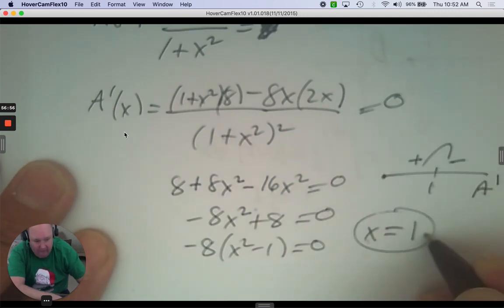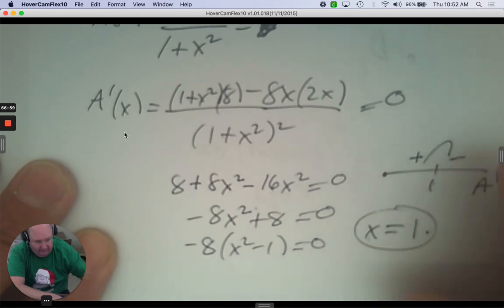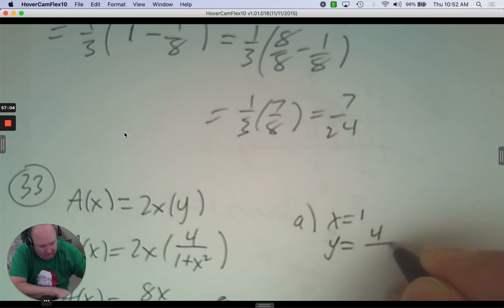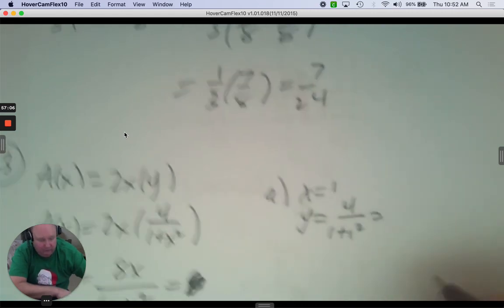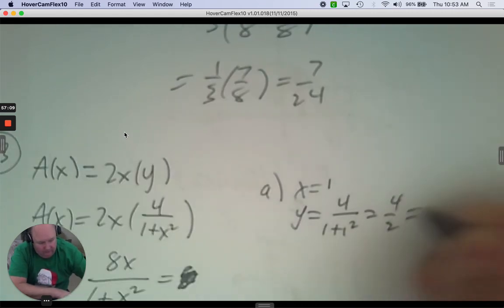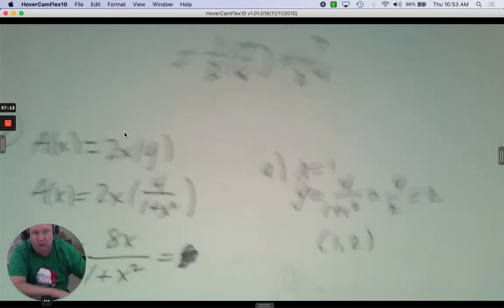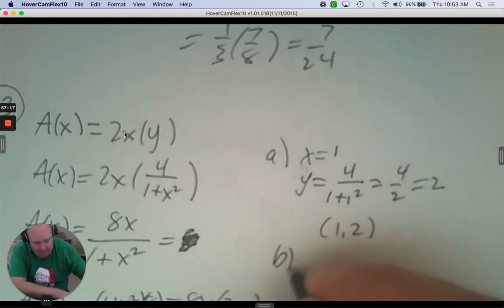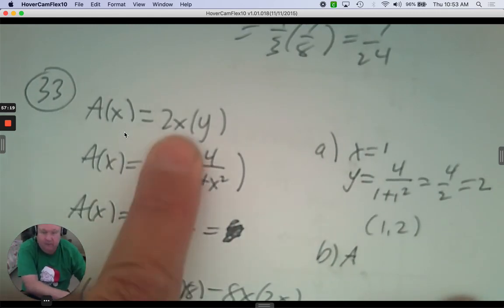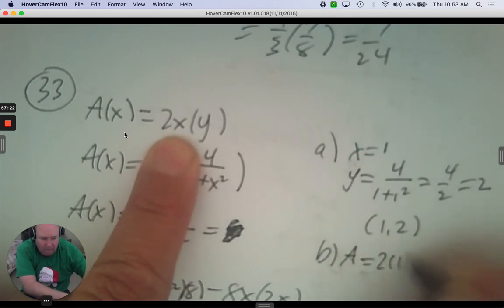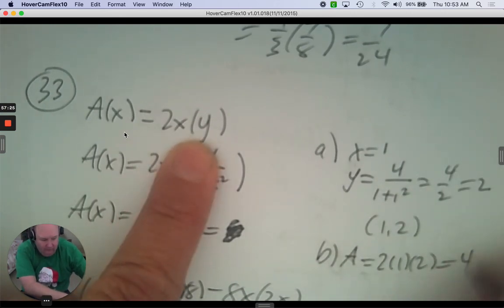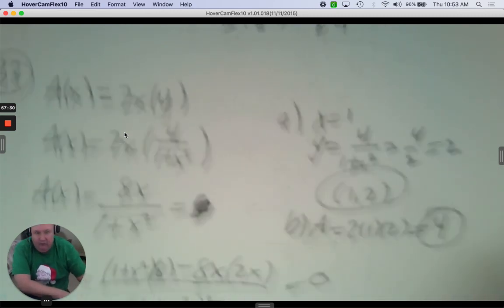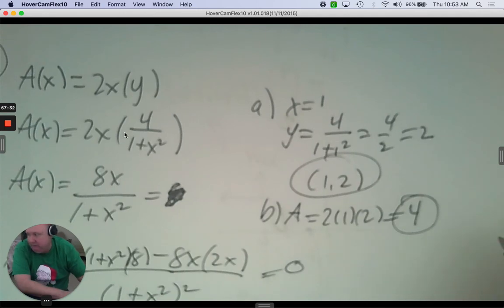It is. So what point is that? So we know x is 1, so that means y is going to be 4 over 1 plus 1 squared. So that's 2. So at the point 1, 2, you have a maximum. And then what is that area? So now use the area formula right here. So it's simple. 2 times 1 times 2. So this point produces a maximum area, and that's the actual area, the maximum area of that rectangle.